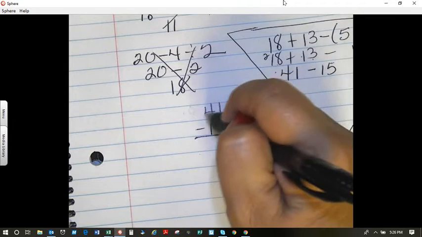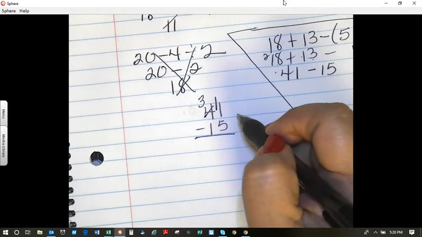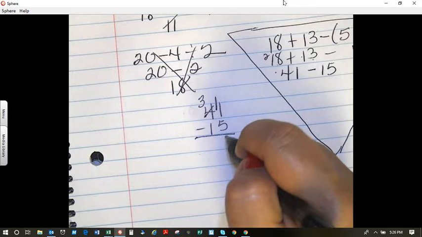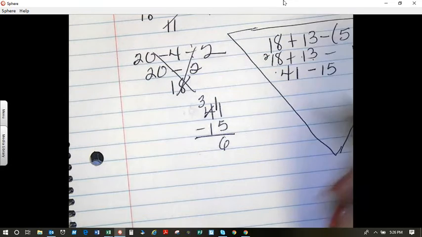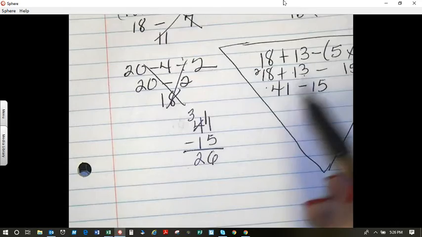So I'm going to regroup. That becomes a 3. Anybody see the mistake I made? Did y'all catch it? I caught it. Because it's not going to be 26. What did I do wrong up here?